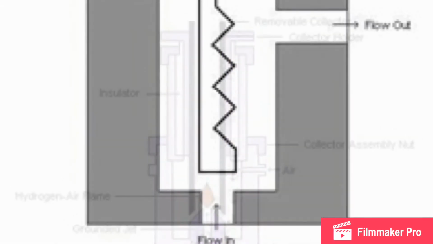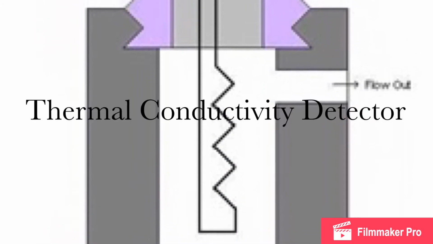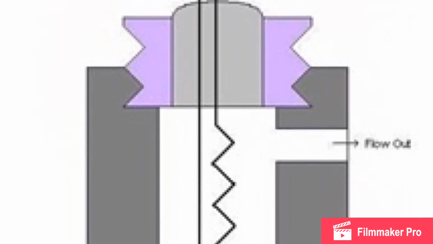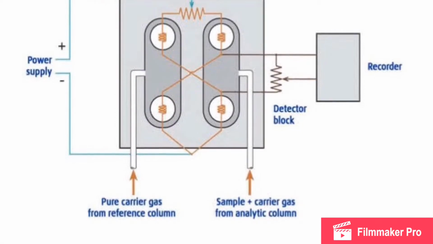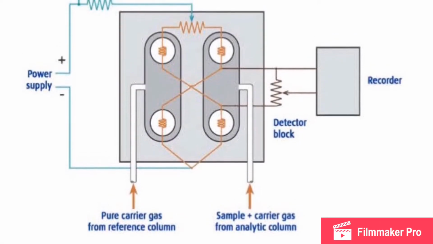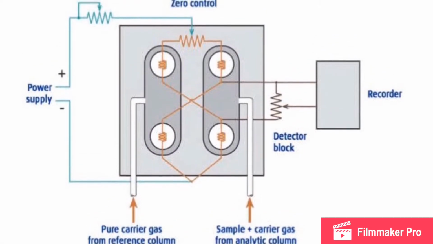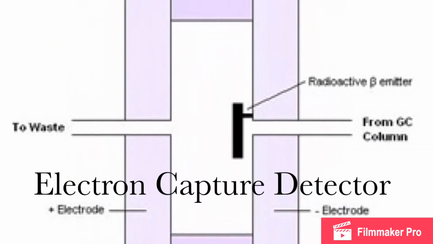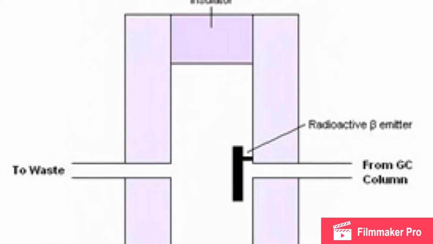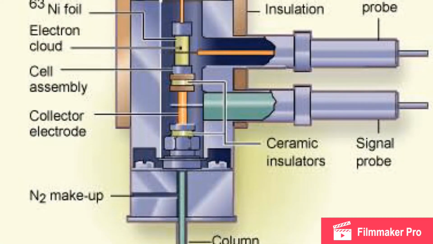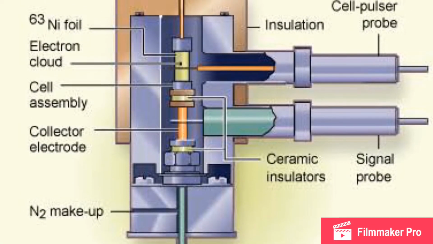The next type of detector is the thermal conductivity detector, a technique used to analyze inorganic gases such as argon, nitrogen, hydrogen, carbon dioxide, and small hydrocarbon molecules. The next type of detector is the electron capture detector, or GC-ECD, a technique used to analyze halogenated compounds and primarily used in the environmental, forensic, and pharmaceutical markets.